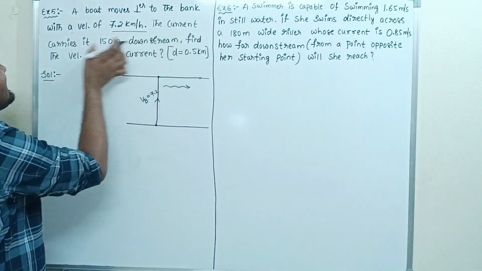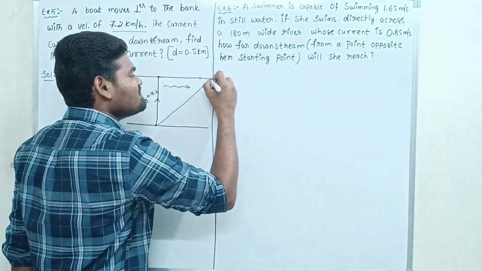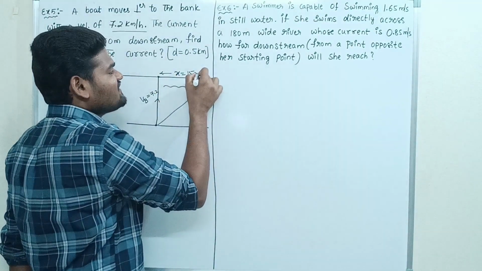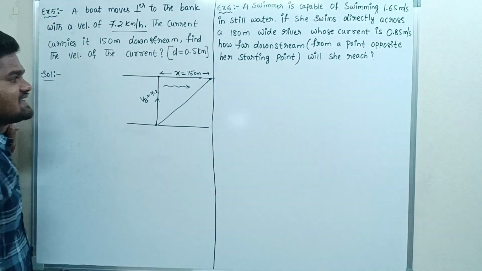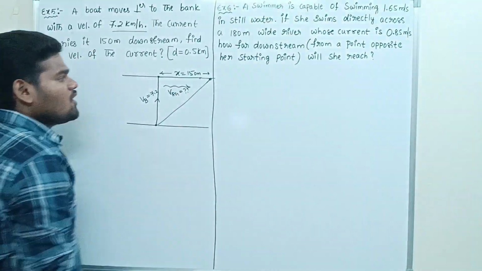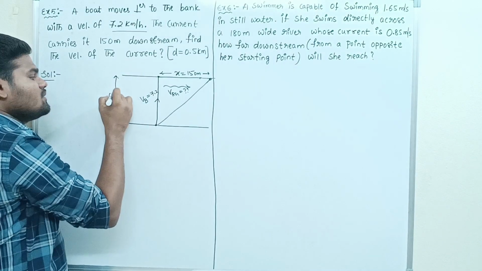So the current carries it 150 meters downstream. That means this boat has drifted. Drift X is equal to how much? 150 meters. That's it, answer is over. So find the velocity of the current. Current means velocity of river with respect to ground is equal to how much? Use B is equal to 0.5 kilometers.